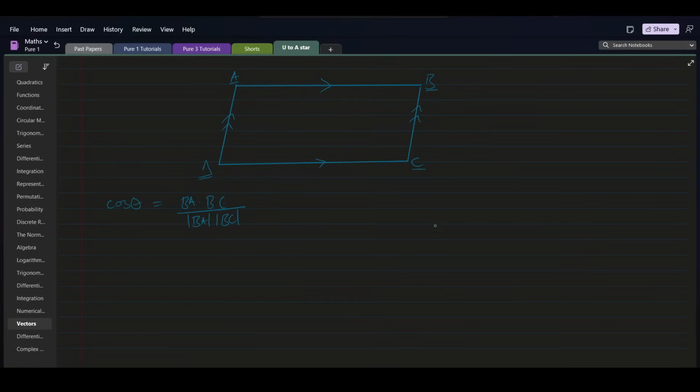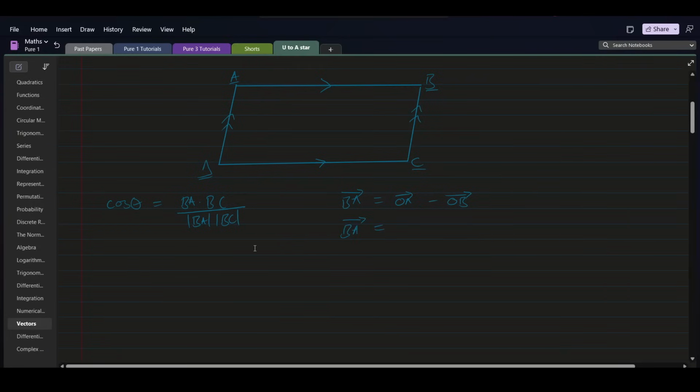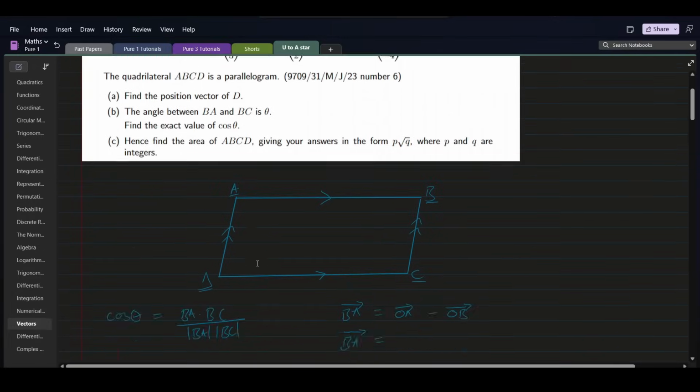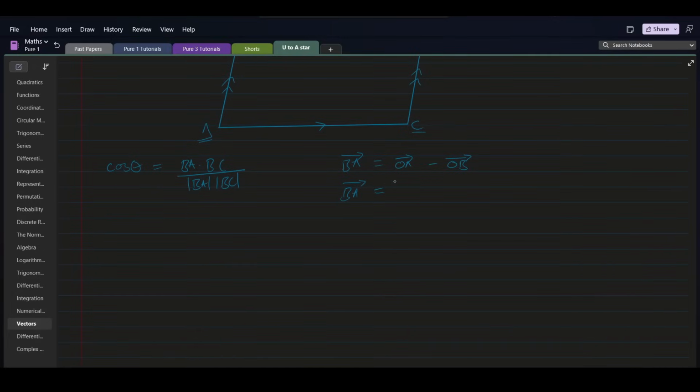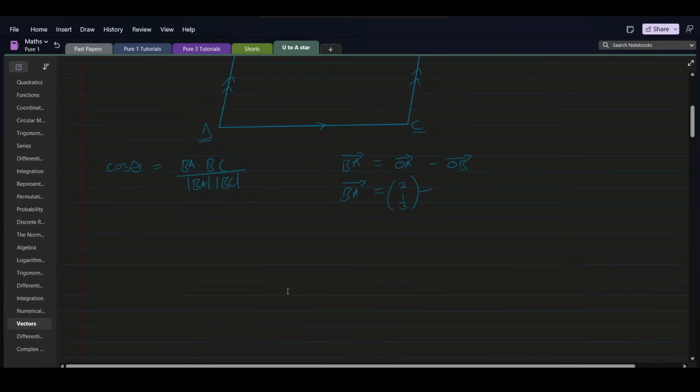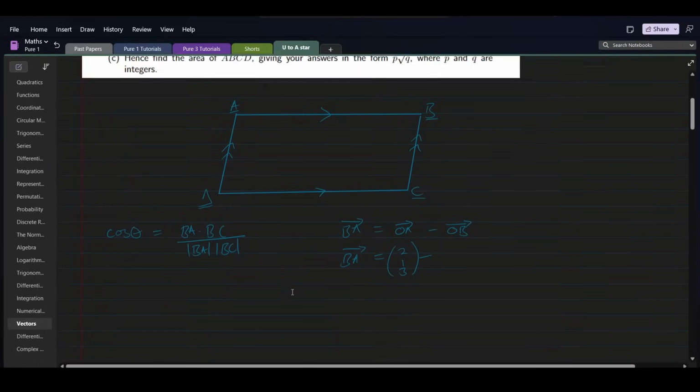Okay, so let's start by finding the actual displacement vectors of BA and BC. So BA would be equal to OA minus OB. So BA would therefore be equal to, what's our column vector for OA? That is 2, 1, 3. So we've got 2, 1, 3 minus our column vector for OB. That is 4, 3, 2.